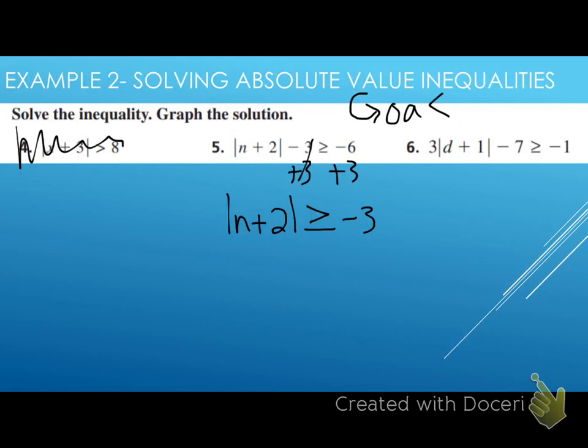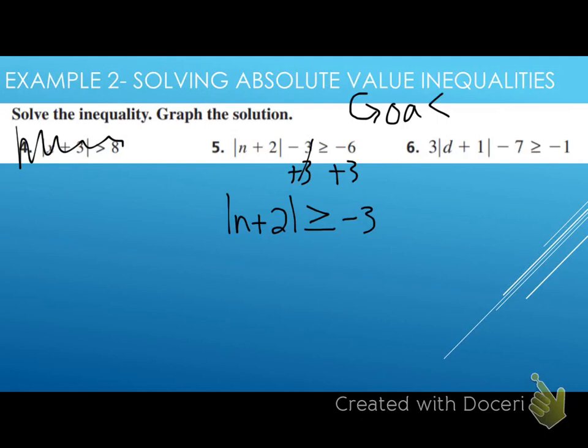Anytime you multiply or divide both sides of the inequality by a negative number, I've got to flip that symbol. Is the absolute value now by itself? Yes, it is. Is my C value greater than 0? No. So I cannot just jump straight to setting up my two inequalities, can I? I need to look at the statement that is being said right now. It says the absolute value is greater than or equal to negative 3.